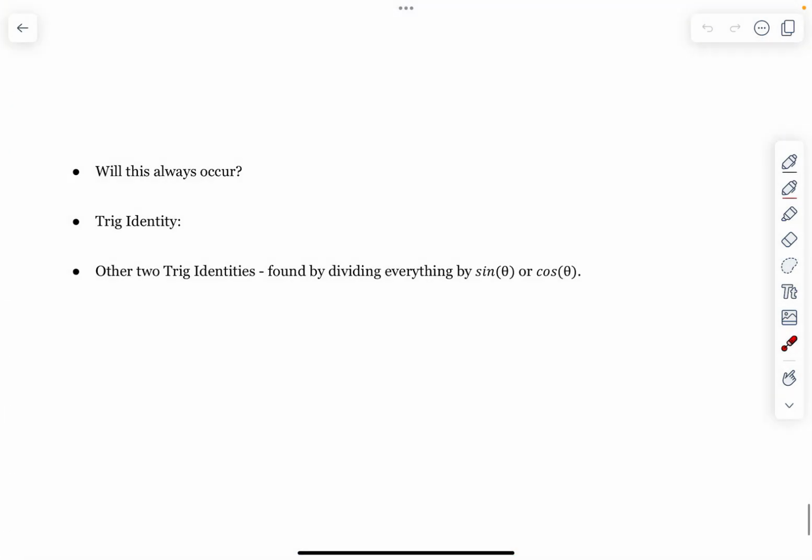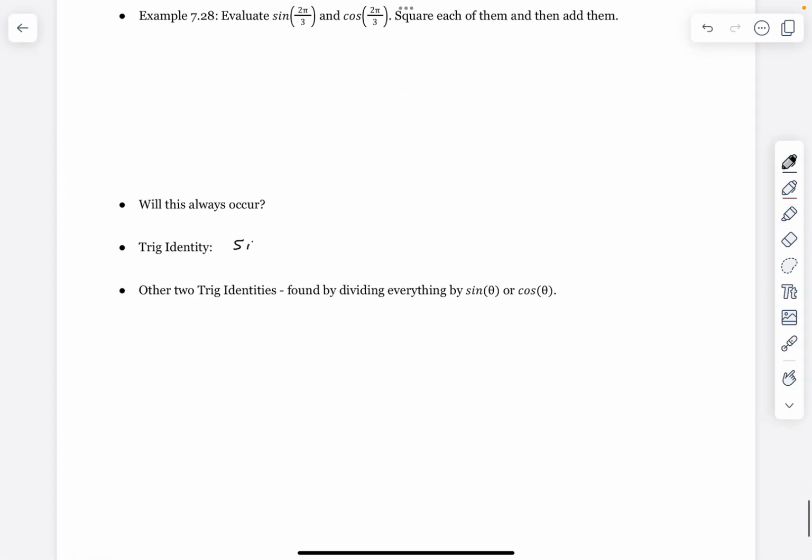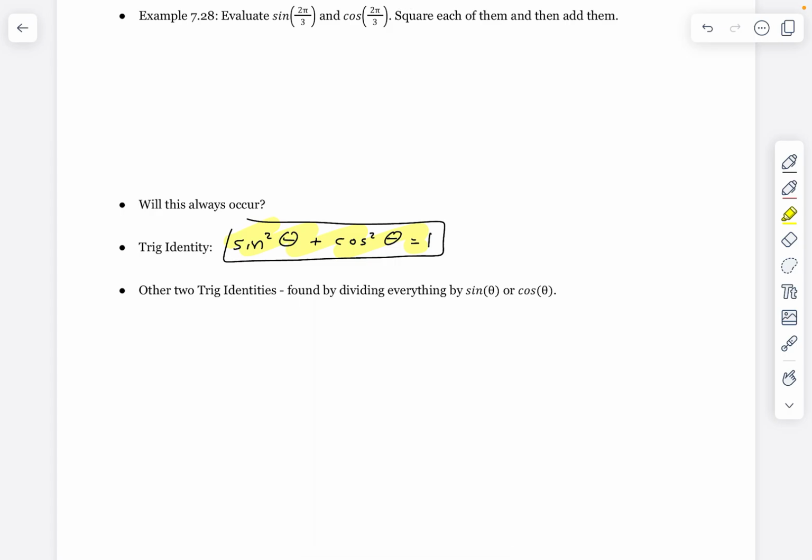So we're going to write that identity in our notes. This is on page 9. Sine squared theta plus cosine squared theta equals 1. We have to know this identity. That's one you have to memorize. Using that identity, you can get 2 other ones. These are used to rewrite equations all in one trig function.